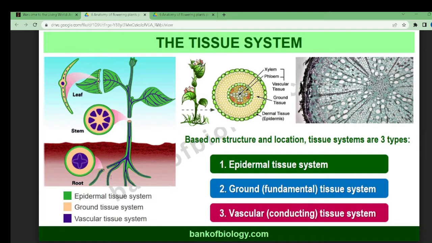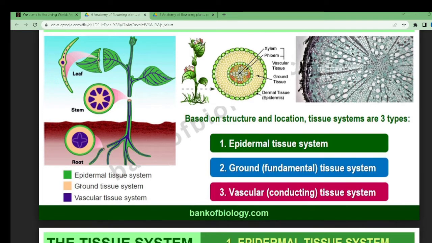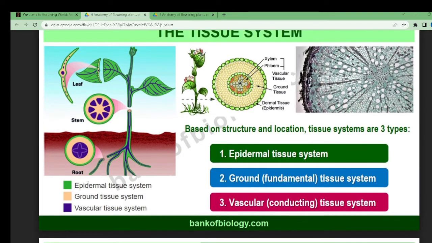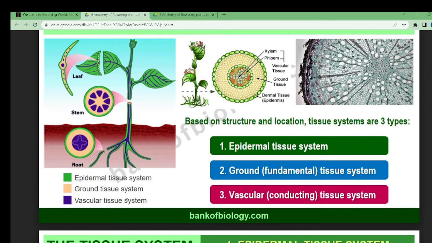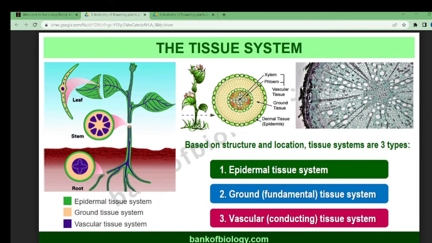So here, the epidermal tissue system is shown in green color. The ground tissue system is shown in the skin color, and the vascular tissue system is shown in purple color. So when you see all the tissue systems, inside the root, in the center, it is the vascular tissue system. After that, it's the ground tissue system, and in the last, it is the epidermal tissue system.